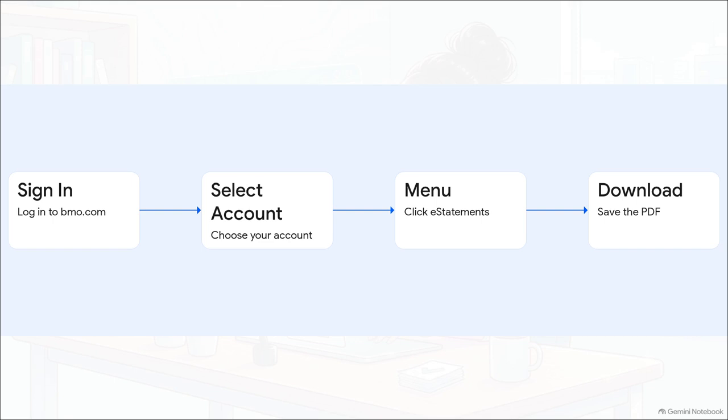Oh, and a quick practical tip for you. The second you save these to your computer, rename the files. Something like BMO, Checking, April 2024. Drop them into folders categorized by the financial year. Trust me, it makes retrieving them later an absolute breeze.